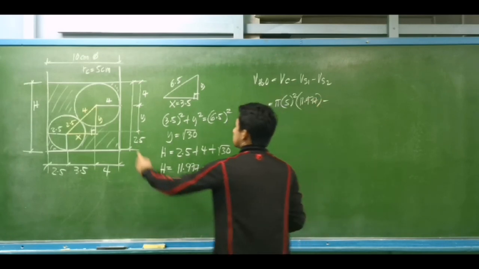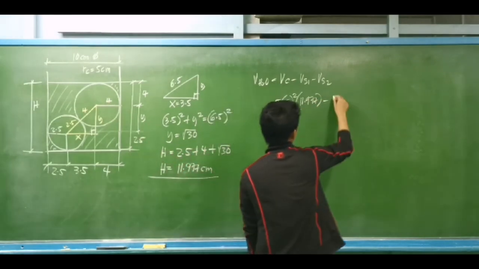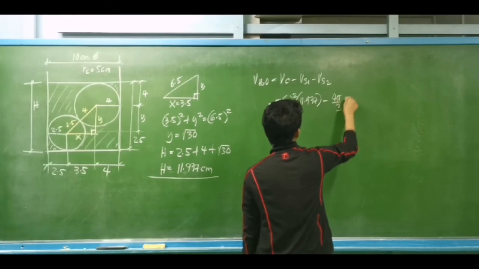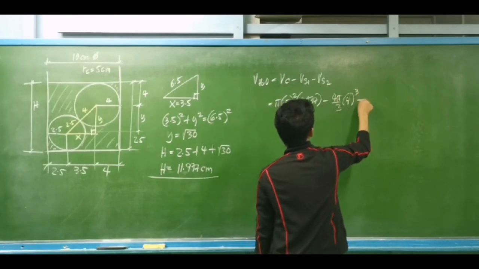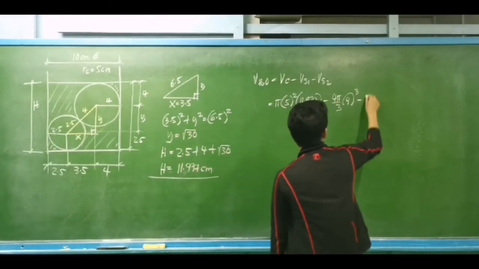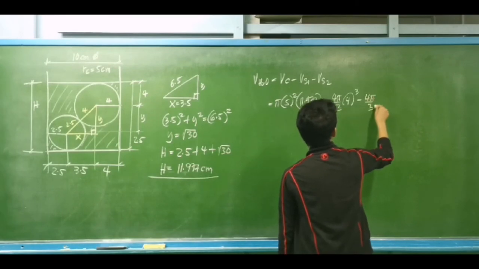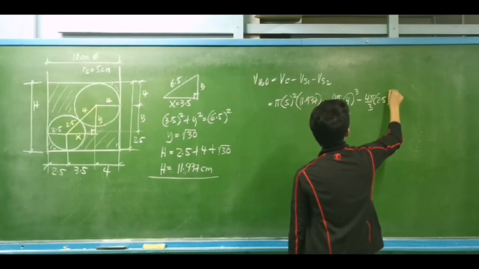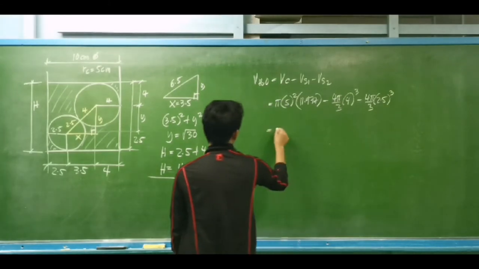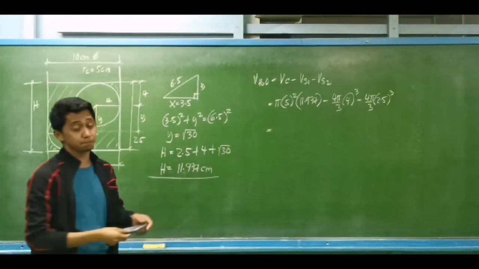11.977 minus sphere number 1, yung mas malaki na lang. That is 4 pi over 3, you have 4 cubed. Minus yung mas maliit, that is 4 pi over 3 times 2.5 raised to 3. So ito yung volume ng tubig na kakailanganin.